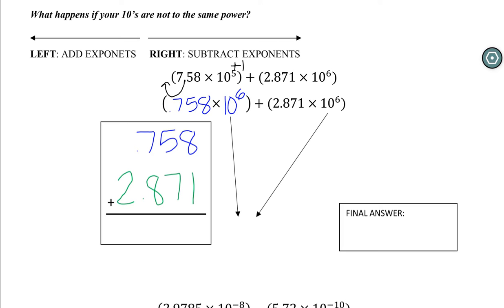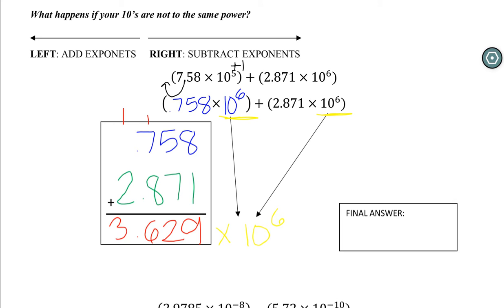So 8 plus 1 is 9. 7 plus 5 is 12. Carry the 1. 8 plus 7 plus 1 is 16. Carry the 1. Bring down the decimal. 1 plus 2 is 3. Then just like before, we bring down our power. So times 10 to the power of 6.